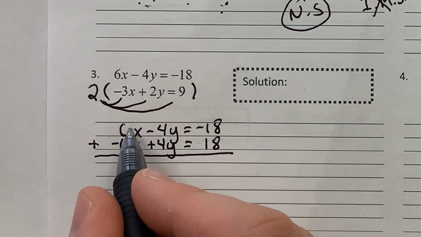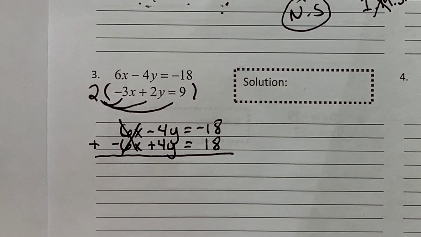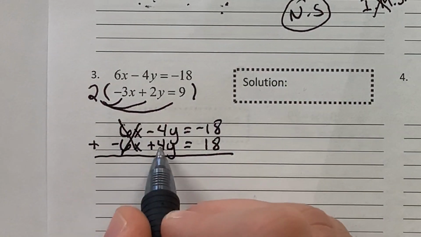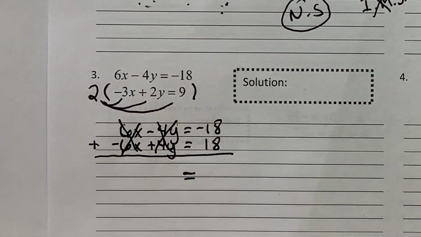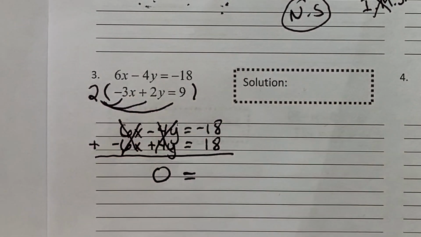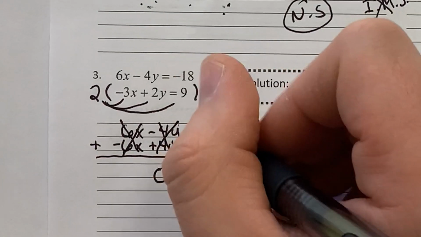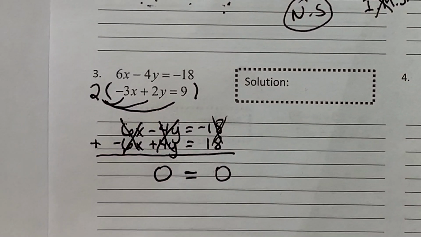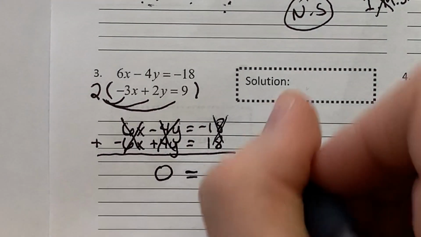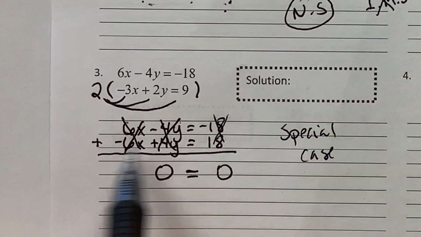My x's have opposites now, because that's what I wanted to do. 6 plus a negative 6 drops out, it becomes 0. Look at this. Negative 4 plus 4 also drops out. This is just complete anarchy right here. There's nothing here, so I'm going to put a 0 on that side as filler. Now let's take a look at these numbers. Negative 18 plus 18, what? These cancel out too, look at that. That becomes 0. So this also must be a special case because my variables dropped out.